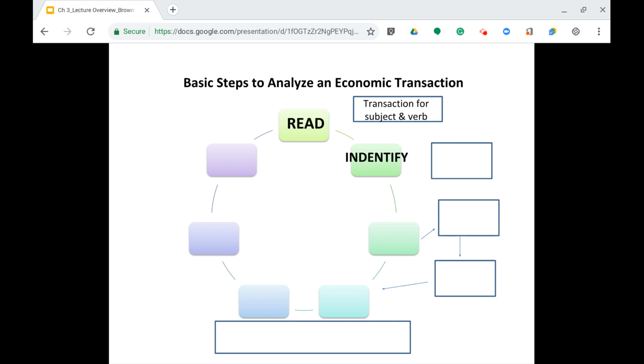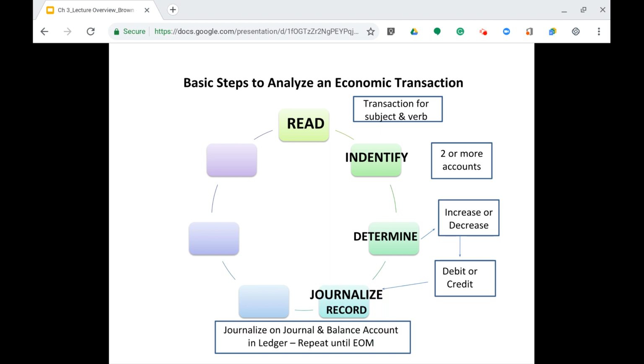Then from that, you're identifying two or more accounts that are affected. Always two. More than that is a compound transaction. When you have a compound transaction, you need to make sure that you balance your debits with your credits. You determine whether those accounts increased or decreased. Once you figure that out, you can determine if they have a debit or credit entry based on the normal balance side. Then you journalize it, record it, on a general journal. You repeat this process: read, identify, determine, journalize, until all of the monthly transactions are complete.